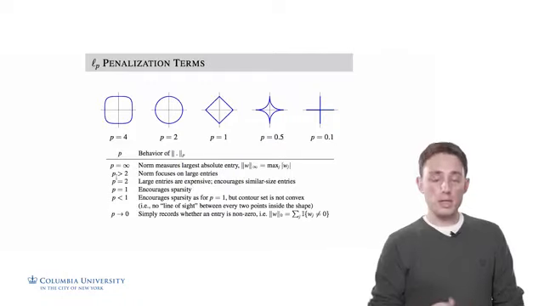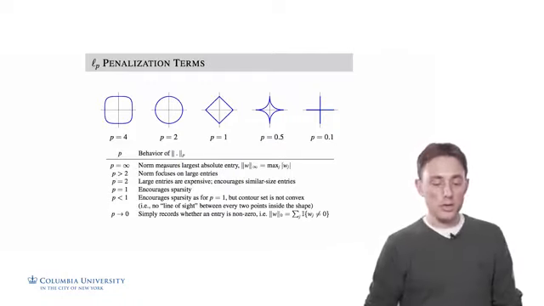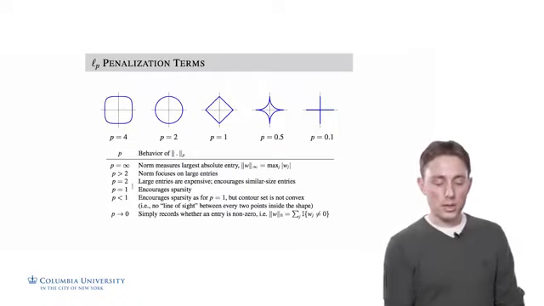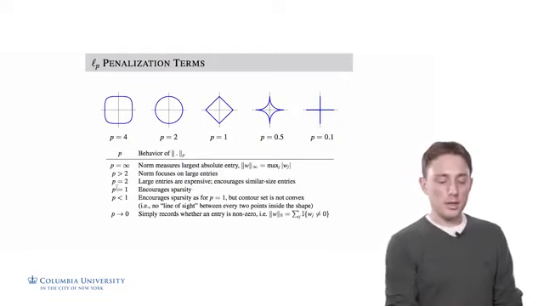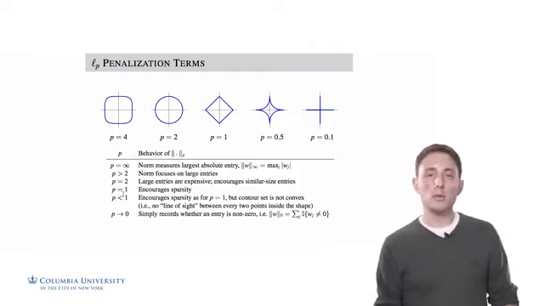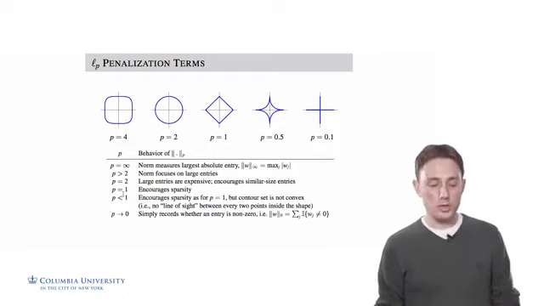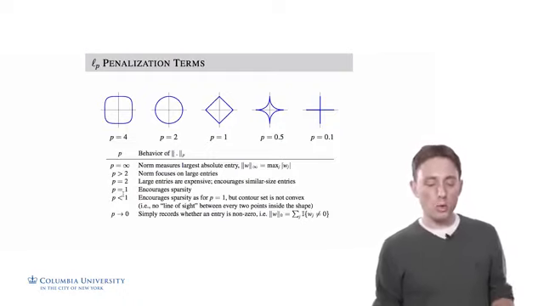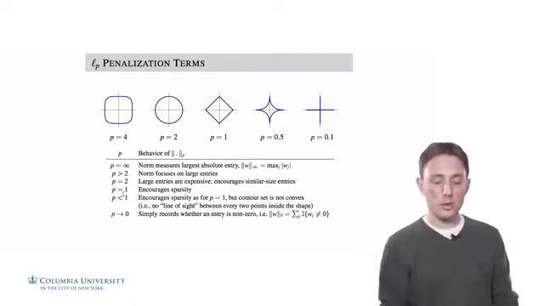As P gets greater than 2, the norm is going to focus on large entries. When it's 2, again, large entries are expensive, and it encourages smaller size entries. When we get to P equals 1, we get into the realm of sparsity. So P equals 1 encourages sparse solutions. And then as P shrinks below 1, it also encourages sparse solutions, but now we've lost the convexity of the set of points under a certain value norm.